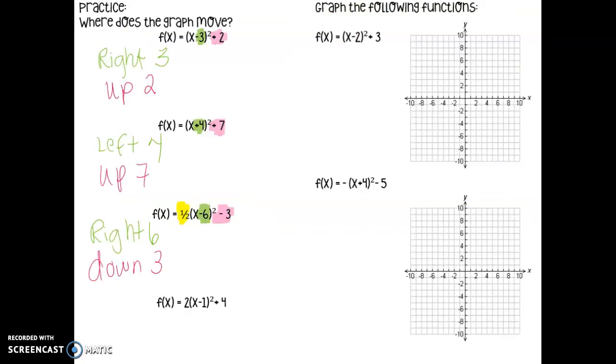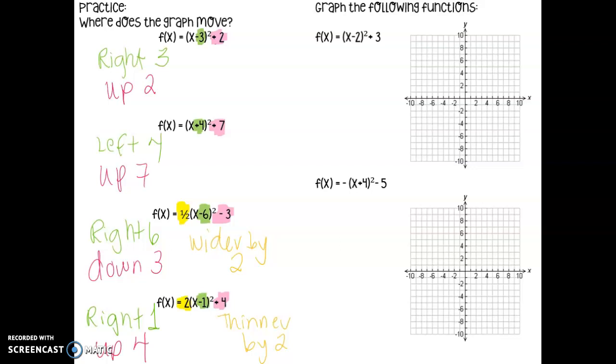I have 1/2 here again. My graph is going to get wider by 2. However, if I look at the next one, I've got a whole number. Whole numbers make my graph thinner by 2. So let's finish this one up. My h value is negative, so I'm going to be moving to the right 1. My k value is positive, so I will be moving up 4.